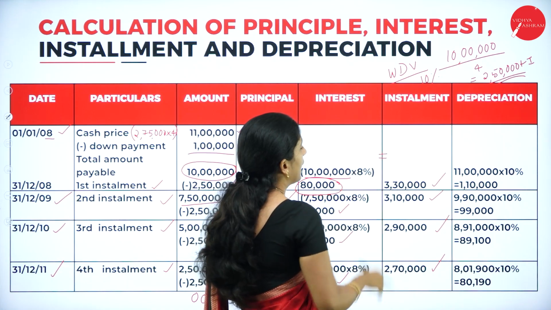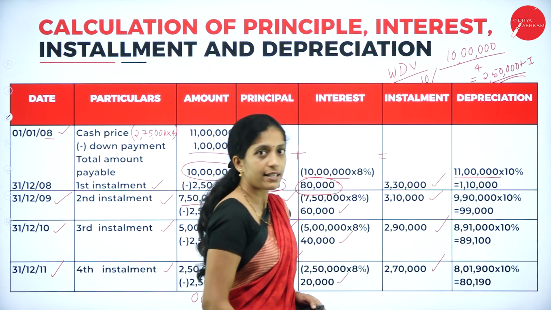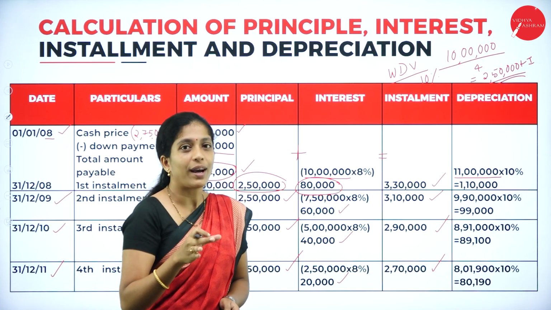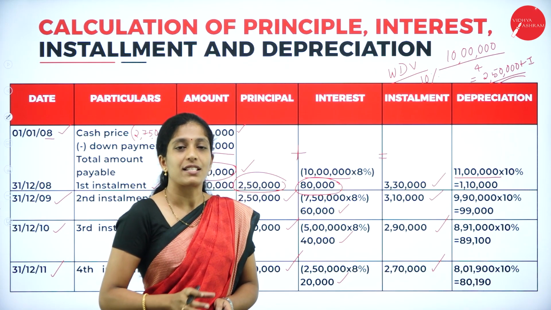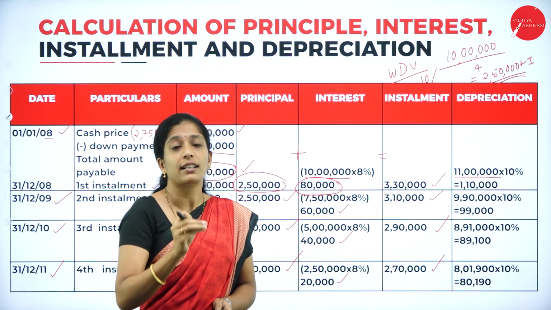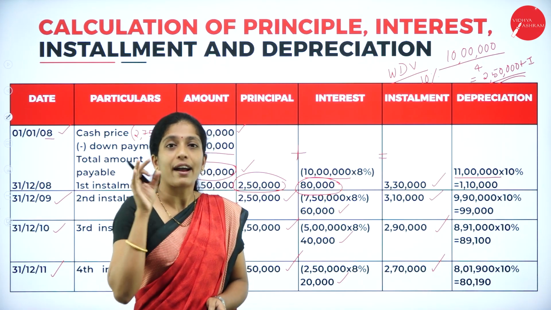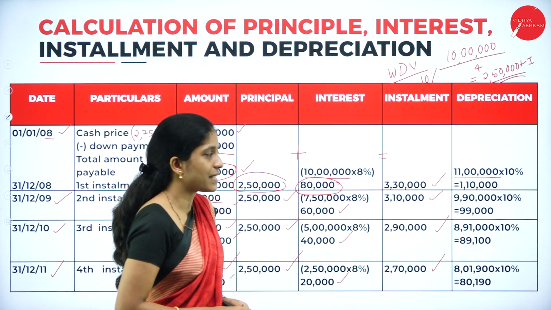Now how to calculate the depreciation? What is the total value of asset? That is 11 lakh. That is, we have to take the actual price. Why? Because upon that price we are going to calculate the depreciation. It's not that after deducting the down payment. So before deducting the down payment, what is the actual price of the asset? On that price we are going to calculate the depreciation.